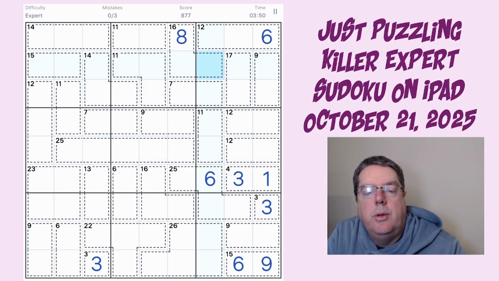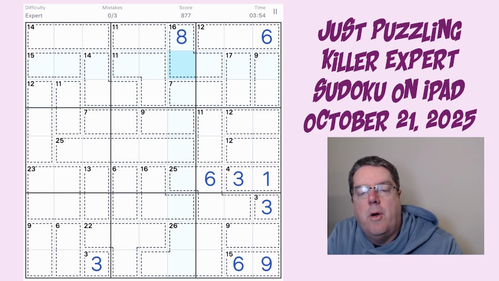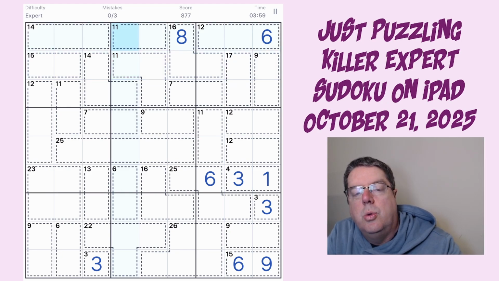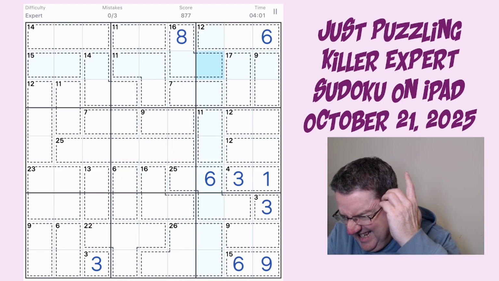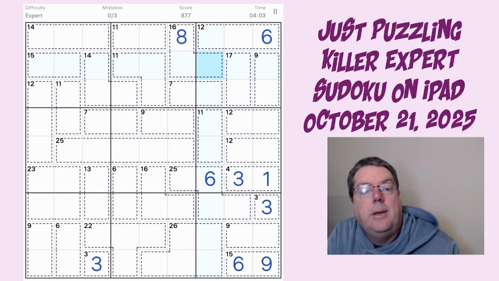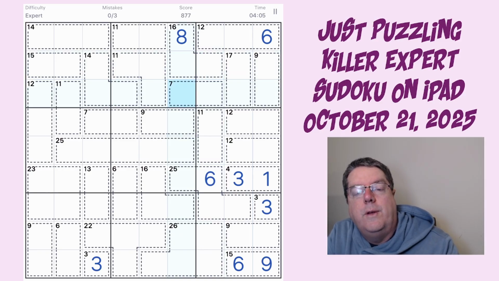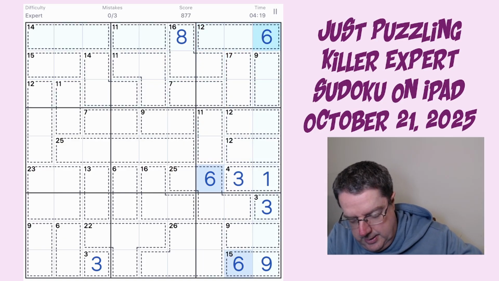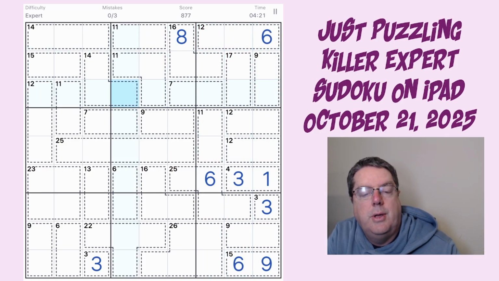Actually, these two boxes have one spare cage here, so 45 plus 45 equals 90. How far are we short of 90? 11 plus 11 is 22, plus 16 is 38. 45 plus 9 is 54, plus 17 is 71, plus 12 is 83. So that should be a 7.